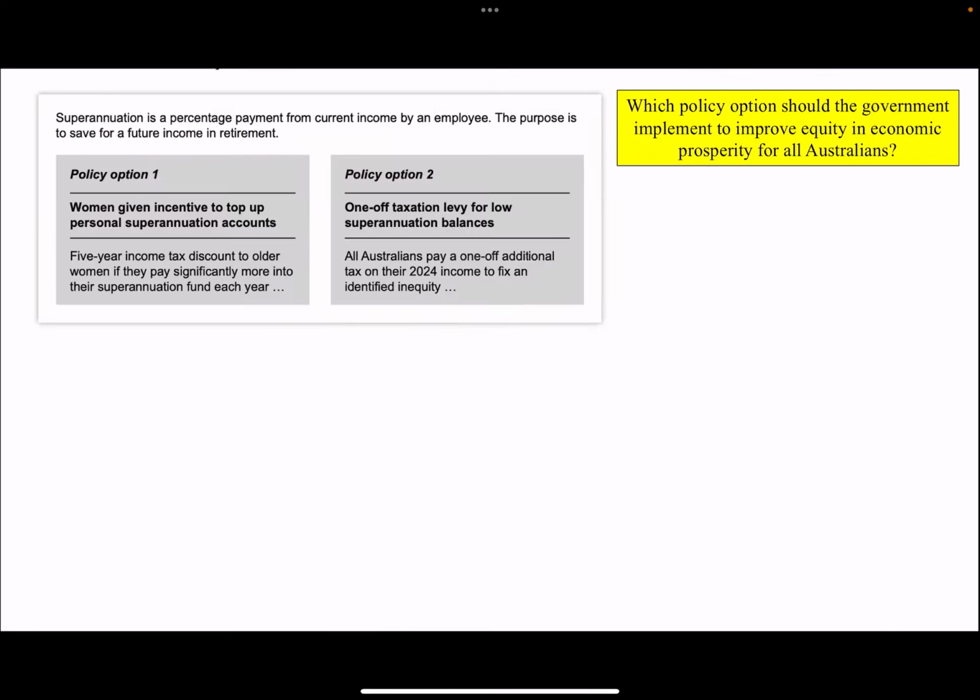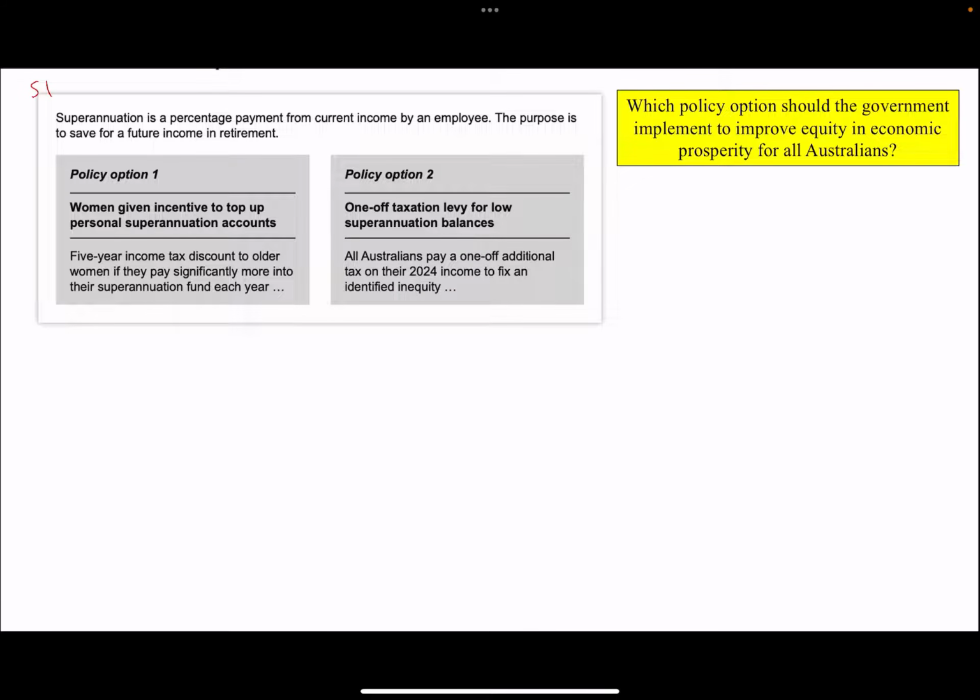Okay, moving on. The second part of the question, over here in the writing yellow, which policy option should the government implement to improve equity in economic prosperity for all Australians? And this one here is what we referred to as source 1 earlier on. And it gives you a preamble once again to help you understand superannuation. Superannuation is a percentage payment from current income by an employee. The purpose is to save for a future income in retirement.